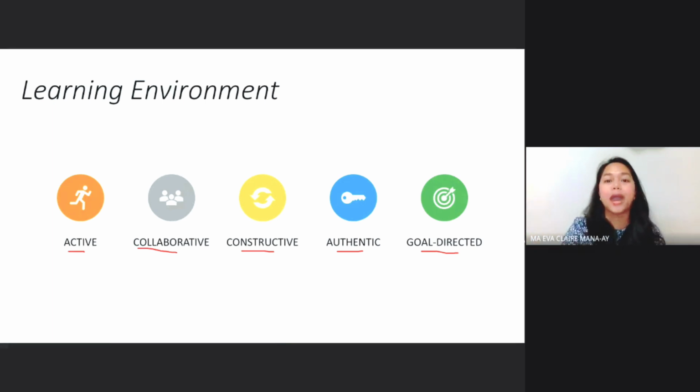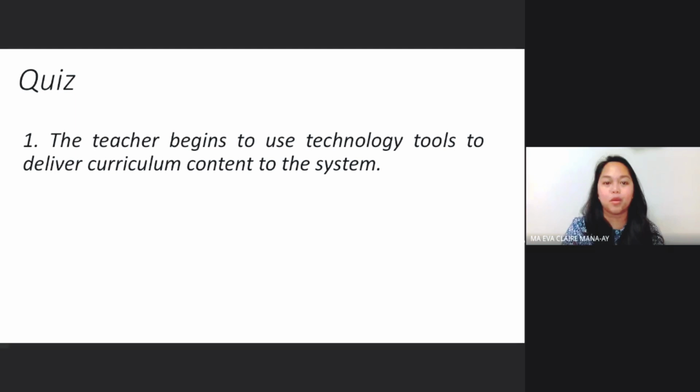Okay, now to end this, let's take a look at your sample test items. These were actually from the actual LET items that you had in 2019. Question number 1. The teacher begins to use technology tools to deliver curriculum content to the system. What is the answer here? Please comment that in our comment box.